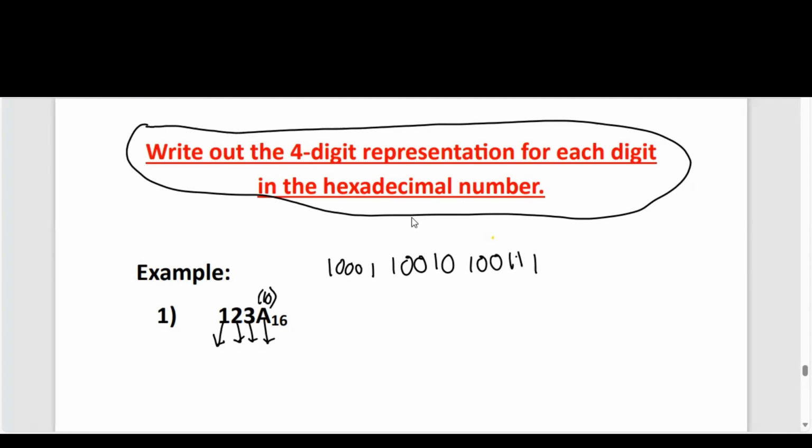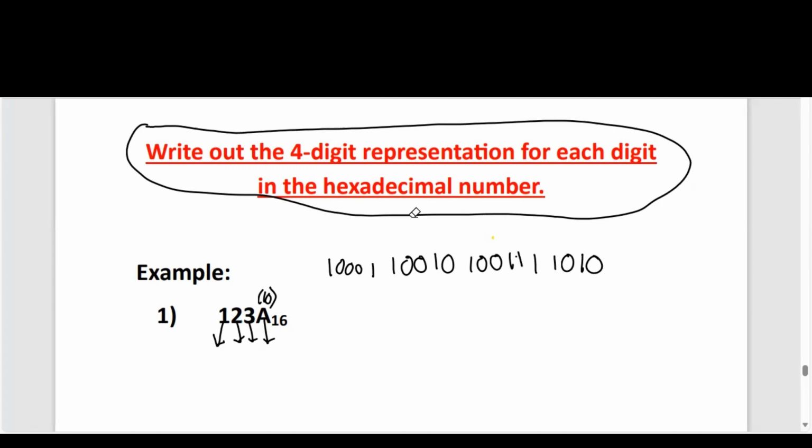A is 10. So to get 10, I need the 8. So it'll be 1. I don't need this. So it'll be 0, 1, 8, 4. I need the 2. I don't need the 0. Oh, I end up with 5 digits. I could erase that. 8, 4, 2, 1 is 4.